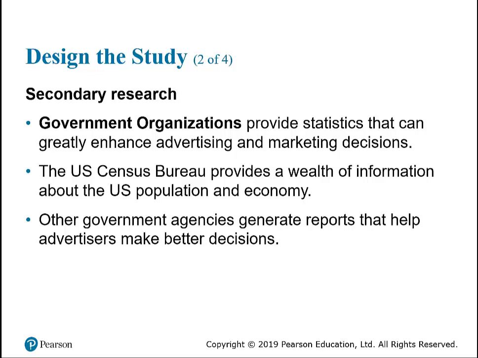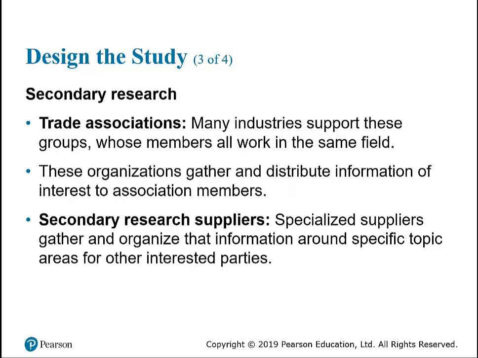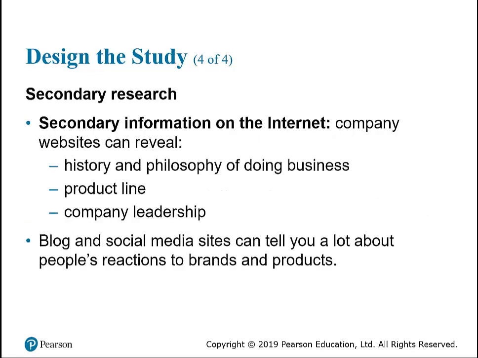Secondary research: government organizations provide stats that can greatly enhance advertising and marketing decisions. The U.S. Census Bureau provides a wealth of information about the U.S. population and economy. Other government agencies generate reports that help advertisers make better decisions. Take a look at these organizations and get to know that much of the information you seek is already out there and available to you. In fact, a number of suppliers specialize in secondary research.